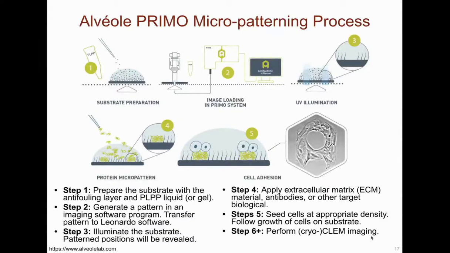In the fourth step, the user applies an extracellular matrix material, antibodies, or other biological agent. This material will remain only where the patterning process occurred. Finally, one is able to seed cells at an appropriate density onto the pattern substrate.